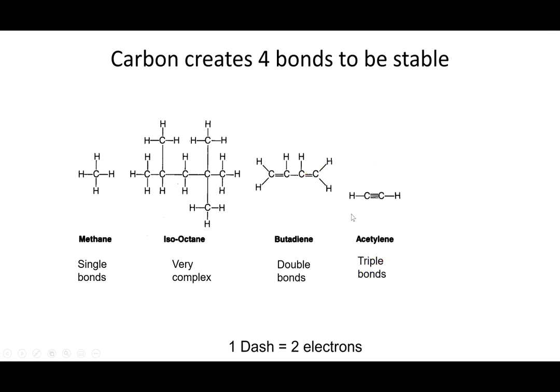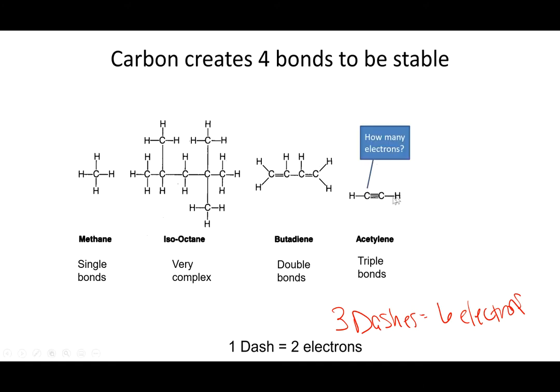Triple bonds. Same thing. So here we have a carbon molecule. It's got 1 bond over here with a hydrogen, and then it's got 2, 4, 6, 8. Let's look at this one. 2, 4, 6, 8. So 3 dashes equals 6 electrons. And that's a stable molecule. How many electrons? 2, 4, 6, 8. Got it.